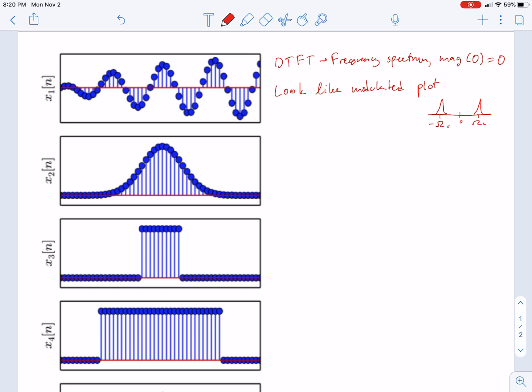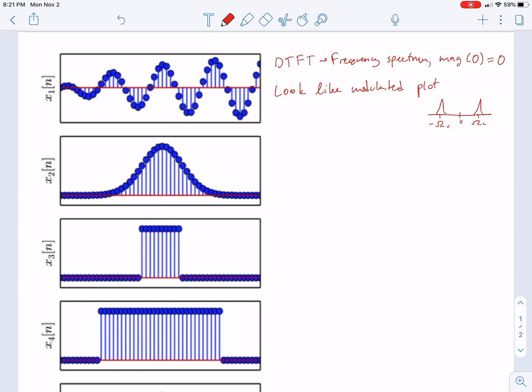Great. Let's look at x2 of n. This one is really simple. Don't overthink it. This just looks like a part of a normal sinusoid. There's only one frequency in here. When we take the DTFT, what we're really doing is breaking up this time domain signal into all of its frequency components. There's only one frequency component in this signal. It's this relaxed sinusoid that we've just essentially truncated a little bit of.